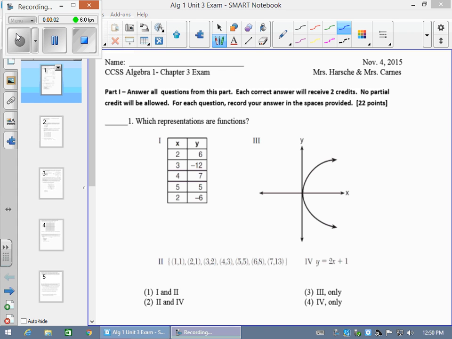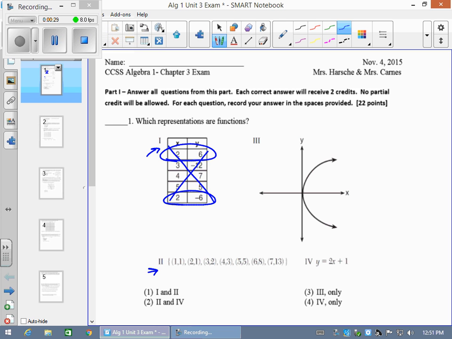Representations are functions. Let's start with the first choice and the second choice. They're both ordered pairs. One's listed as a table, one's listed as actually ordered pairs. But you want to see if the x value repeats with a different y value. So if you look at the table, (2, -6) and (2, 6), the x value does repeat with a different y value, so this is not a function.